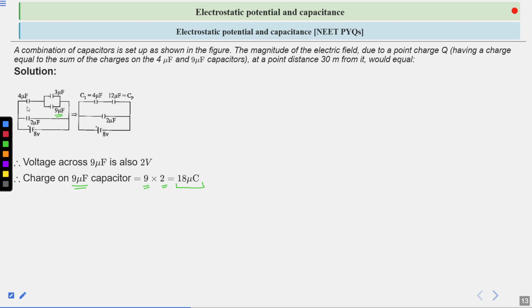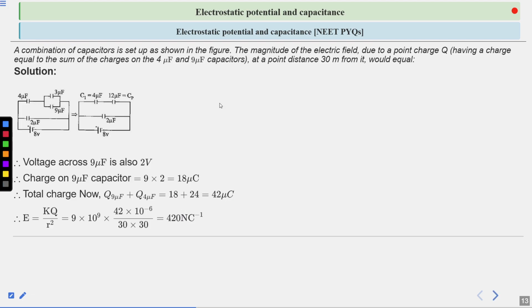Okay, so now charge on 4 microfarad capacitor was 24 microcoulomb, and charge on 9 microfarad capacitor is 18 microcoulomb. Now the sum of the charges on both these capacitors will be the total charge Q: charge on 9 microfarad capacitor plus charge on 4 microfarad capacitor, which is equal to 18 plus 24, 42 microcoulomb. Okay, now we will find the electric field at a distance 30 meter from this point charge, which is having magnitude 42 microcoulomb. So this Q is 42 microcoulomb.